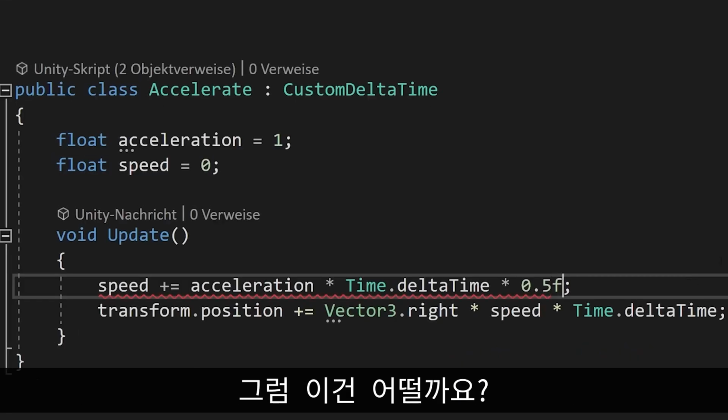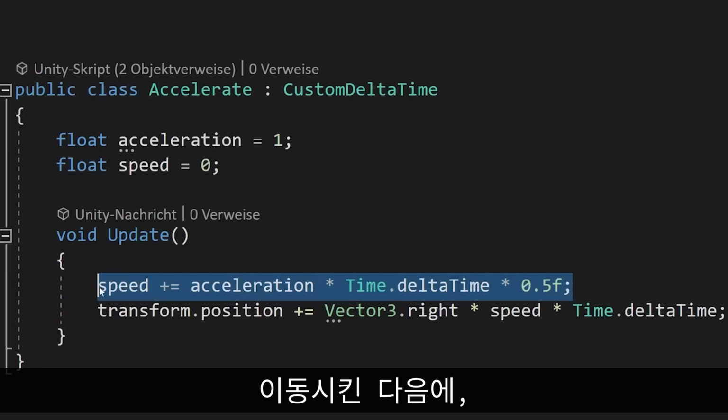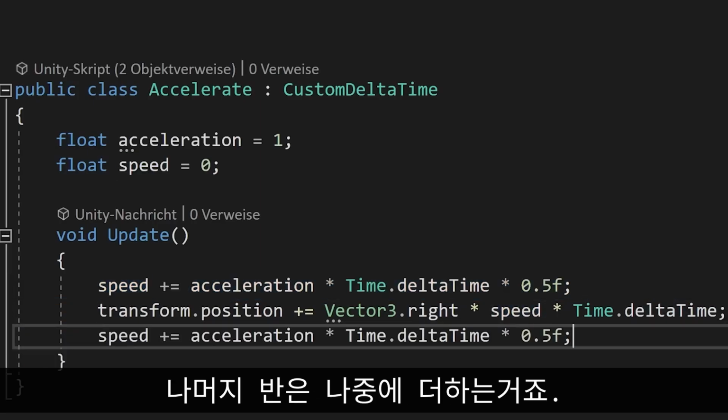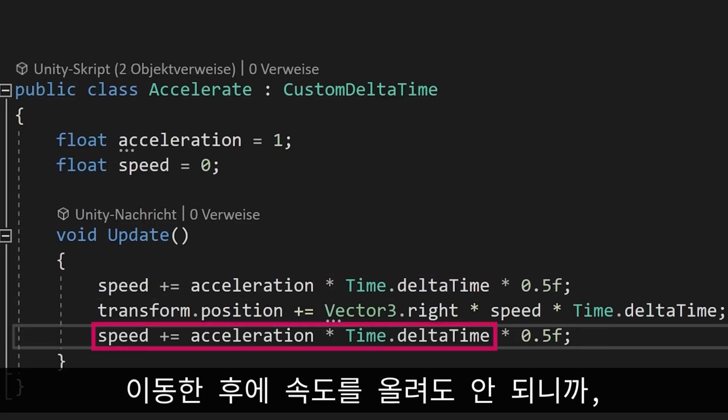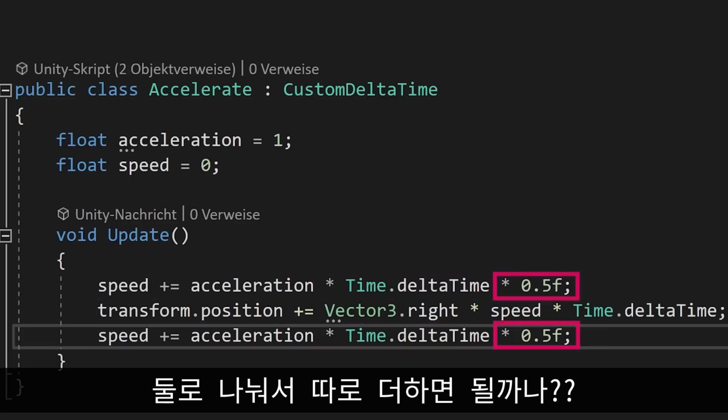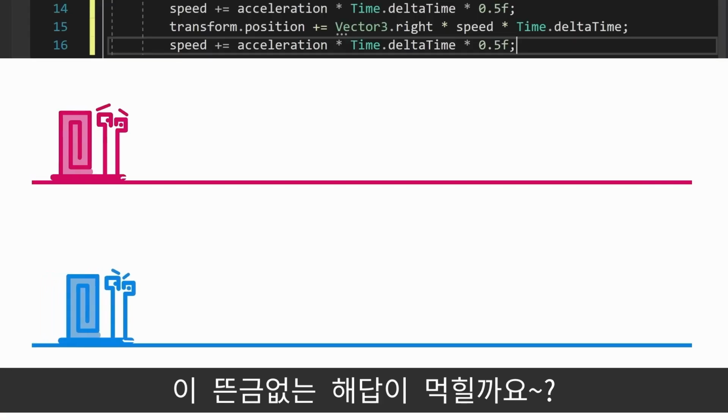Okay then, so what happens if we apply half of the acceleration before and the other half of the acceleration after we move the snails? Accelerating before the movement didn't work, accelerating after the movement didn't work. So let's try splitting it in two, I guess. Will our random solution work?